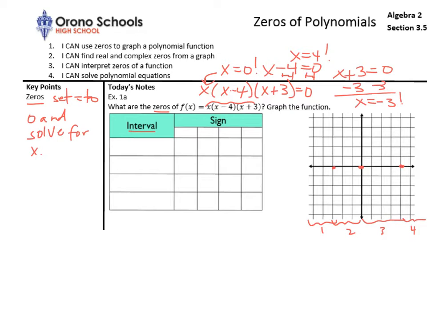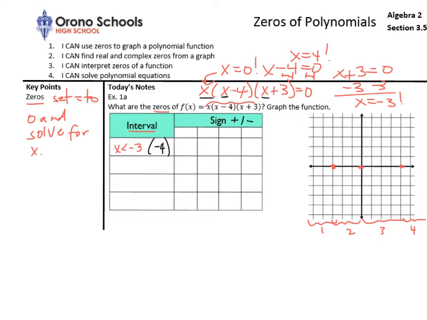So my first interval is going to be to the left of negative 3. I'm going to write that as x is less than negative 3. And we really just want to pick a number that fits that description, like negative 4. That would be a good one. I just wanted a darker color, like negative 4. There we go.